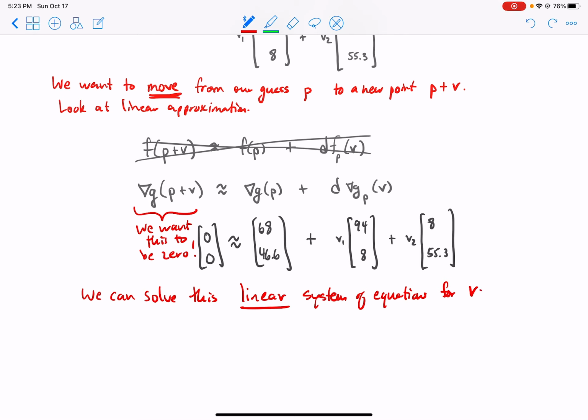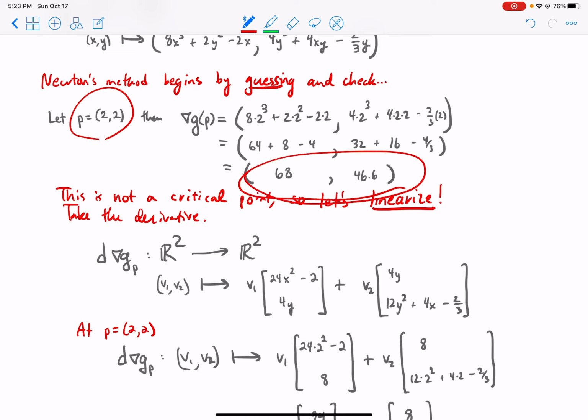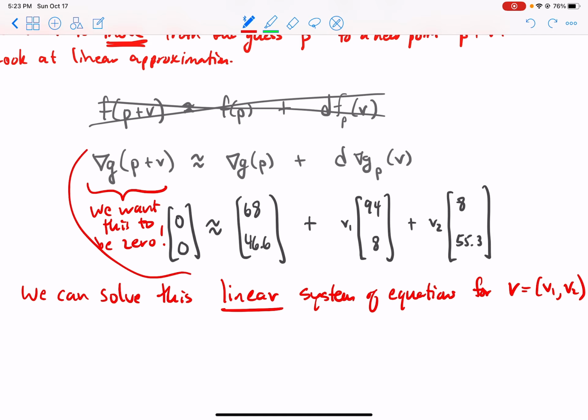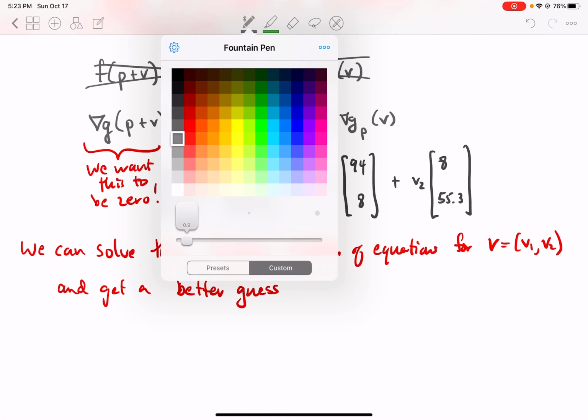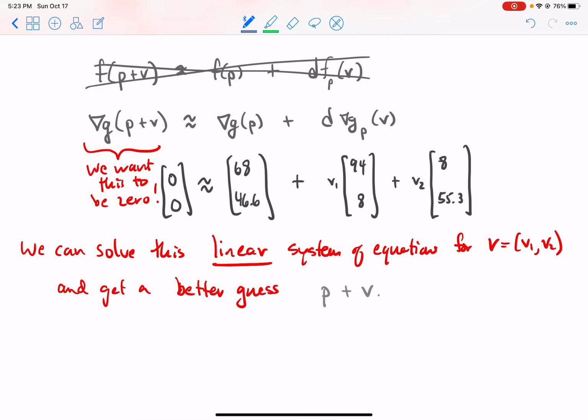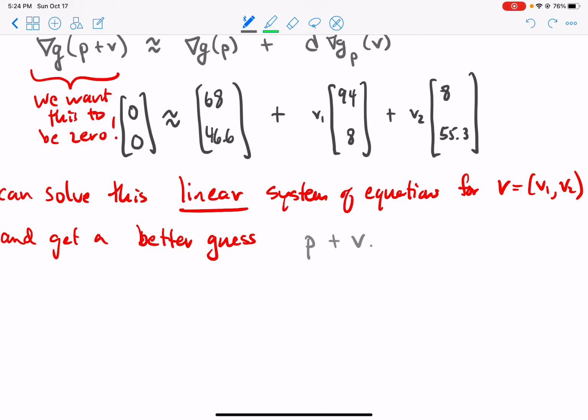V is a movement in our input space, v1, v2. And that'll tell us how to take our lousy guess, which was not a critical point. The gradient was not the zero vector. And we're going to move so that maybe the gradient will become the zero vector at our new point, p plus v. So we can solve this system of linear equations for v, and get a better guess, namely P plus v. And just to show what these linear equations are, I look at this thing and I'm going to read off the equation.